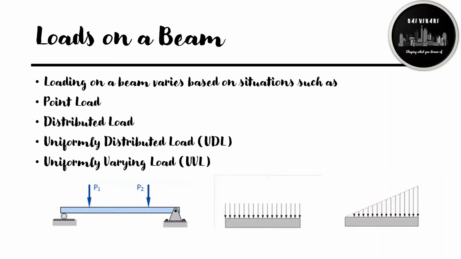The uniformly distributed load is that whose magnitude remains uniform throughout the length. Uniformly varying load is that load whose magnitude varies along the loading length at a constant rate.